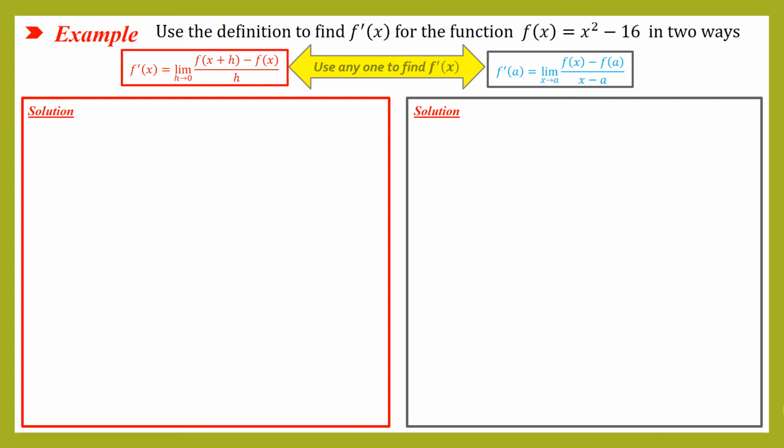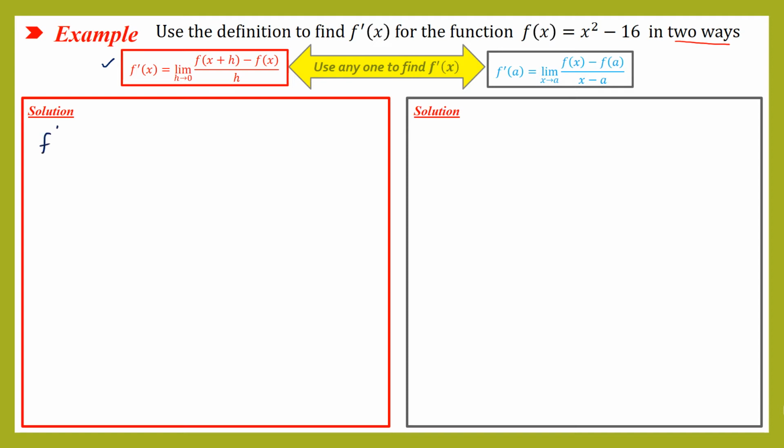So this is the first method because you have to find the first derivative in two ways. So you have to use both definitions for the derivative. For the first one, we have f prime of x equals limit f of x plus h minus f of x over h when h goes to 0.